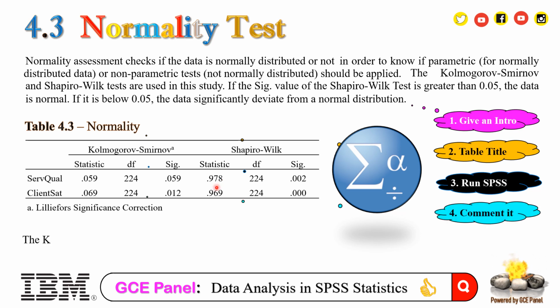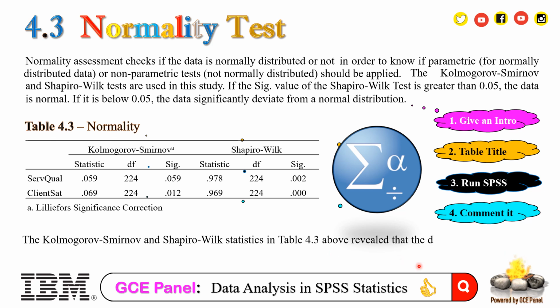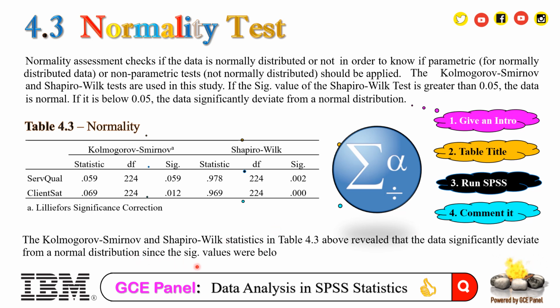Next thing is commenting. So here, the Kolmogorov-Smirnov and Shapiro-Wilk statistics in table 4.3 above revealed that the data is significantly different or significantly deviates from a normal distribution, since the significant values were below 0.05. Therefore, nonparametric test will be applied. Nonparametric test will be applied because the data is significantly different from the normal distribution, which means it's not normally distributed.